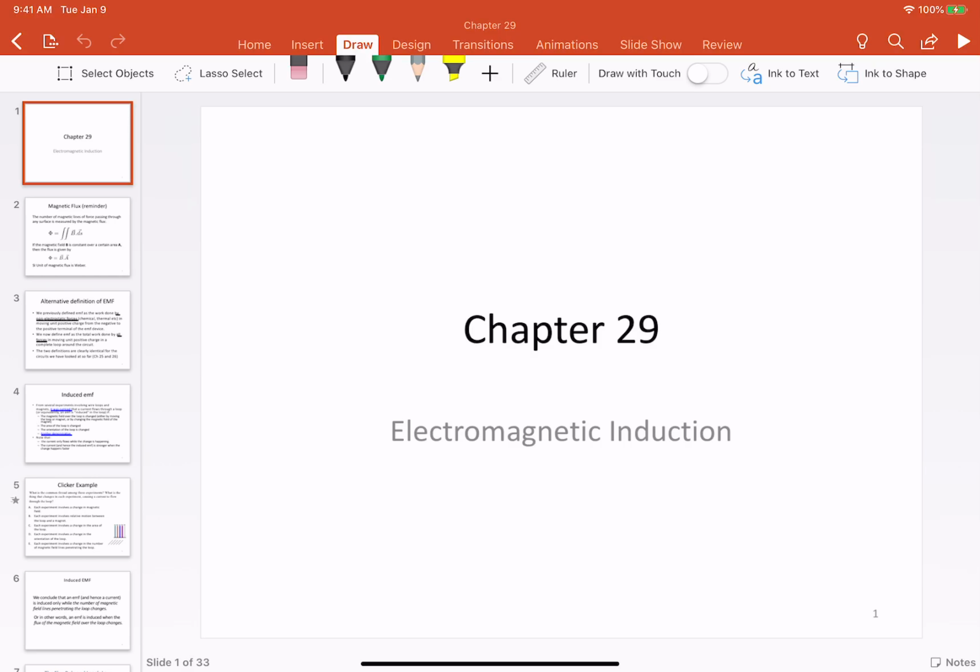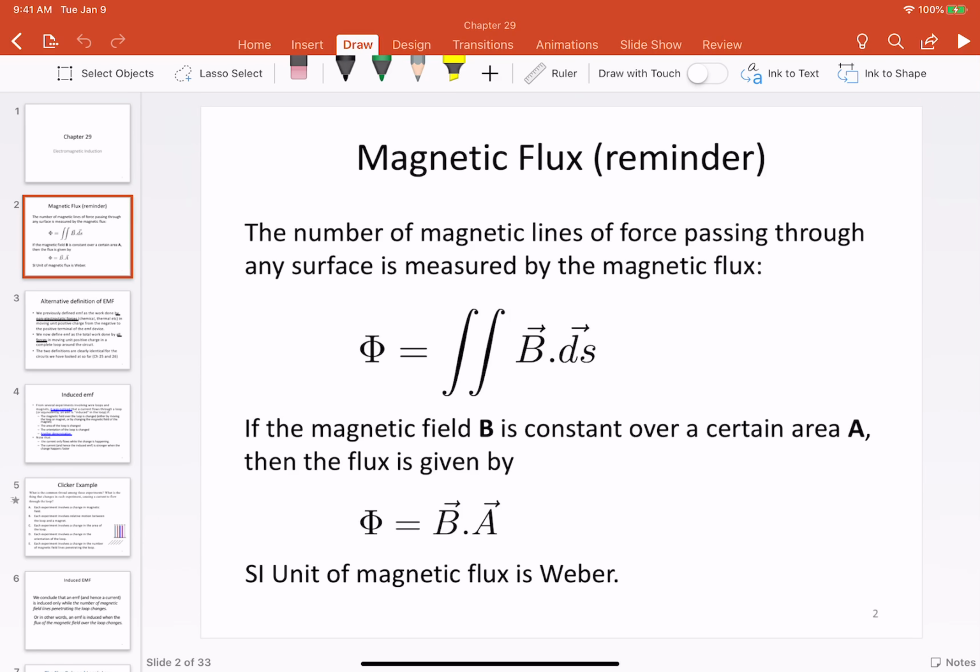Okay, so before we get started with the material of this chapter, we'll just review a few concepts from before. The first is the concept of magnetic flux. So, what is magnetic flux? You should know that we've talked about flux a lot in our lectures in class. Magnetic flux represents the number of magnetic field lines that are passing through any surface. So, the flux of the magnetic field over a certain surface is simply the number of magnetic field lines that are passing through that surface.